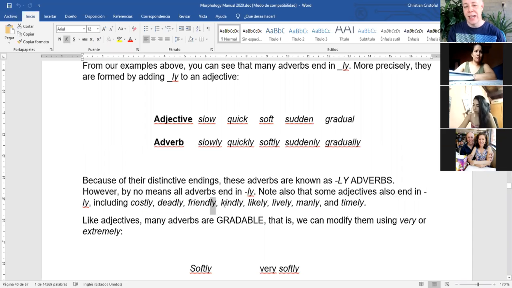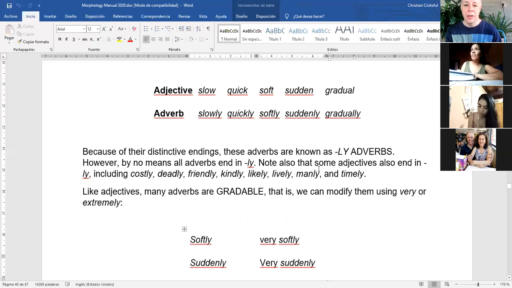You are very friendly. It's describing you. You are friendly, so it's an adjective. So be very careful whenever you classify adverbs, because not all words that finish in -ly are adverbs.